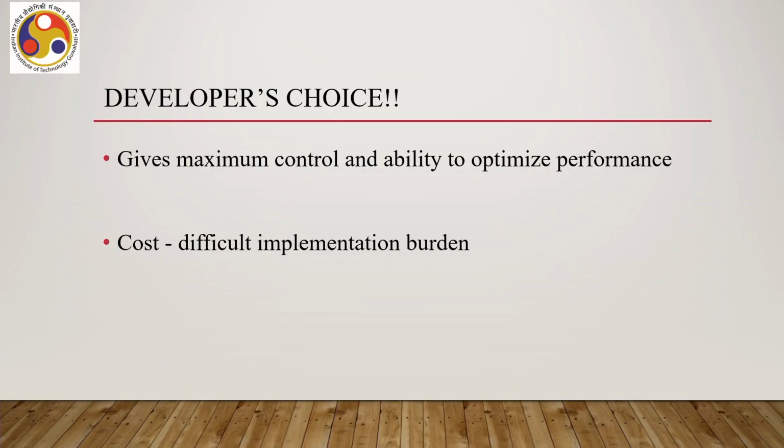So, if such an approach is adopted by the developer, then the developer gets maximum control and ability to optimize performance, because the physics support, the algorithms that the developer can choose and implement depending on their performance, rather than being forced to use whatever comes with a package. But what is the cost? The cost is difficult implementation burden, that is the developer has to take a lot of pain, has to expend a lot of effort in understanding and implementing the overall system by developing things from scratch.